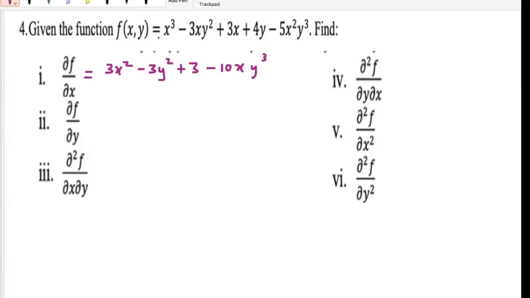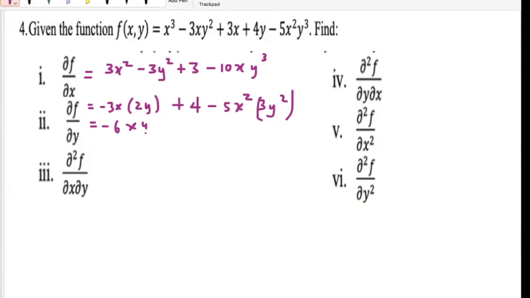Differentiate with respect to y, this would be 0. Differentiate the y squared, I would have minus 3x, 2y. This would be 0, while this would be plus 4. Differentiate the y cubed, so I have my minus 5x squared, but the y cubed becomes 3y squared. So simplifying our answer, we have minus 6xy plus 4 minus 15x squared y squared.